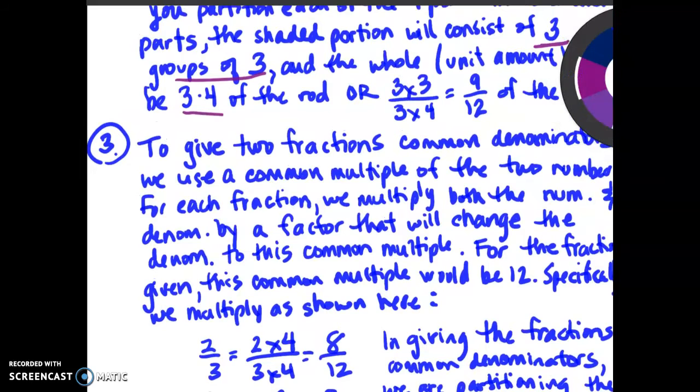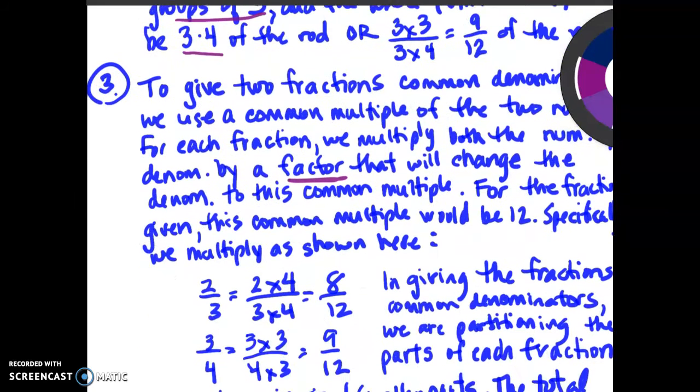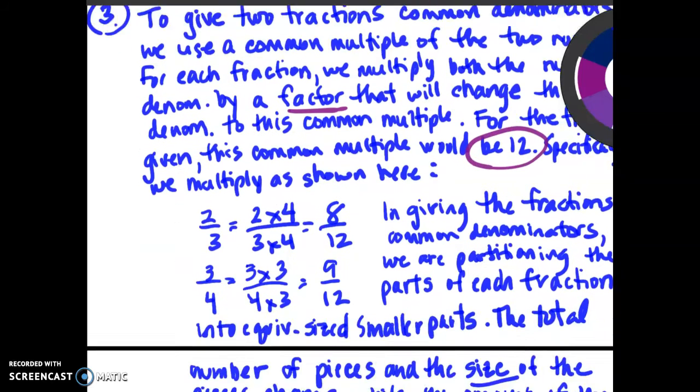To give 2 fractions common denominators, we use a common multiple of the 2 numbers. So for each fraction, we multiply both the numerator and the denominator by a factor that will change the denominator to this common multiple. So for the fractions given, 2/3 and 3/4, this common multiple would be 12. Specifically, I've shown it here.